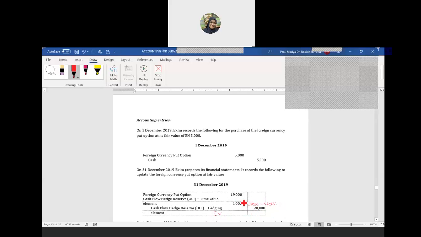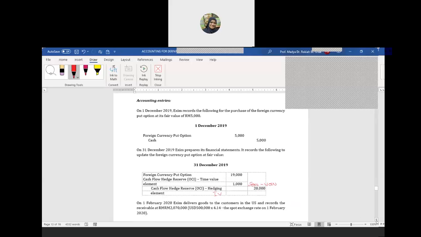For the totals that you have here, it is 20 and 19. The one that you have for a time value here is 19. Okay, this is what you have for the cash flow. The intrinsic value is 20, and then you have that one. Okay. So if you want to prepare that journal entry separately, you can prepare that one separately.